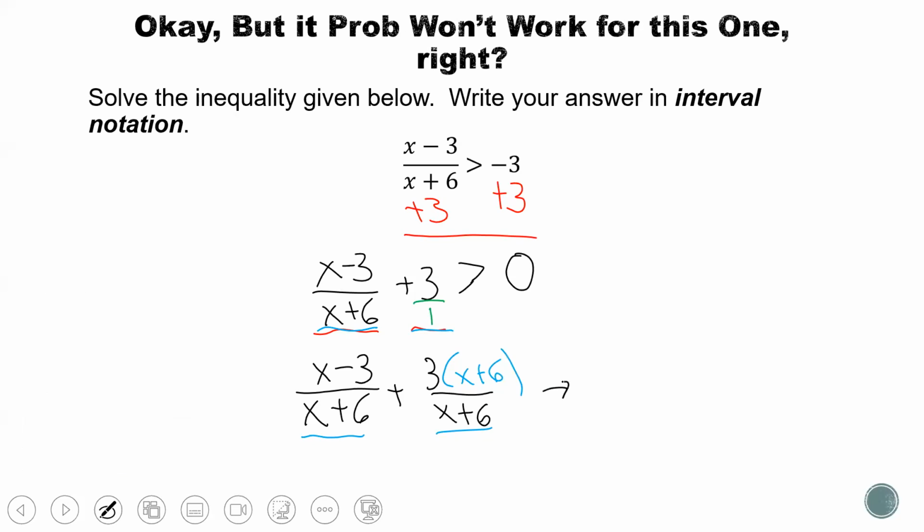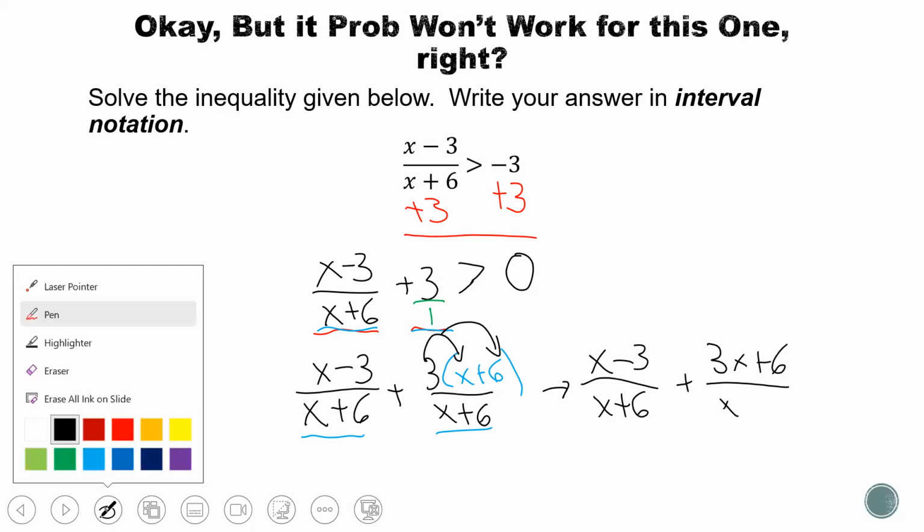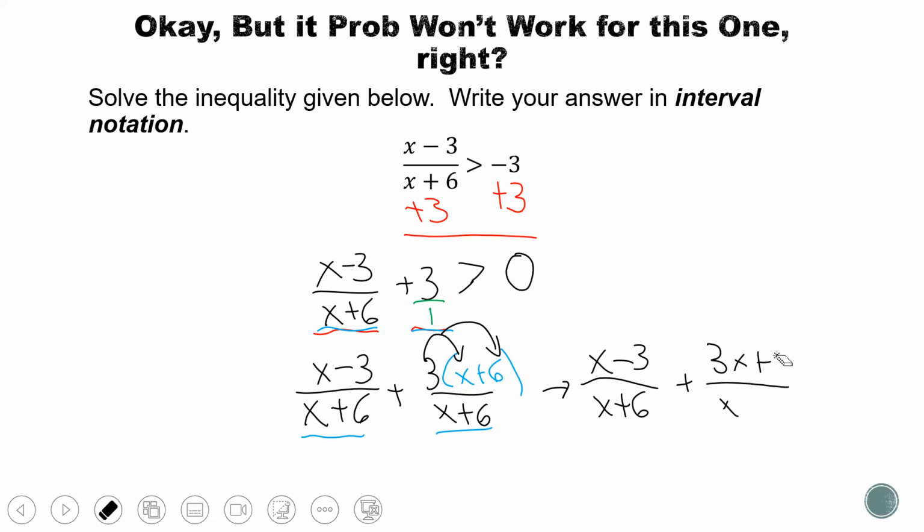Now we do some simplifying in the second expression. So we'll have x minus 3 over x plus 6 plus, we can distribute there in the numerator. So I have 3x plus 6 over 3x plus 18. Excuse me. Put the wrong number there.